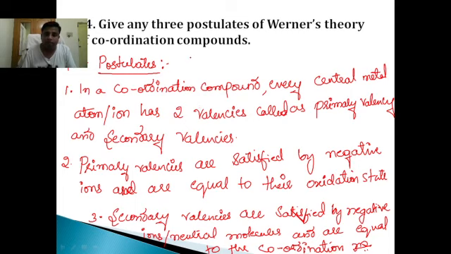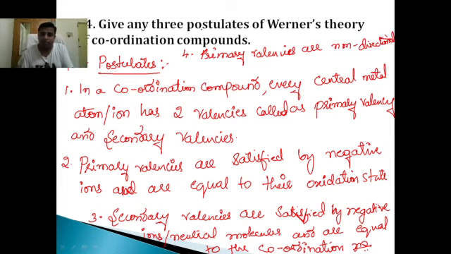There is one more postulate. I'll just write it here. Primary valencies are non-directional. I'm sorry, non-directional. Here itself, secondary valencies are directional. So there are 4 postulates.